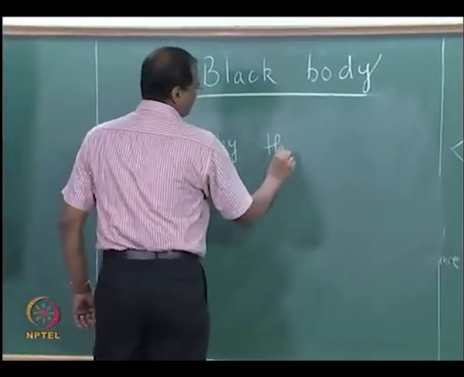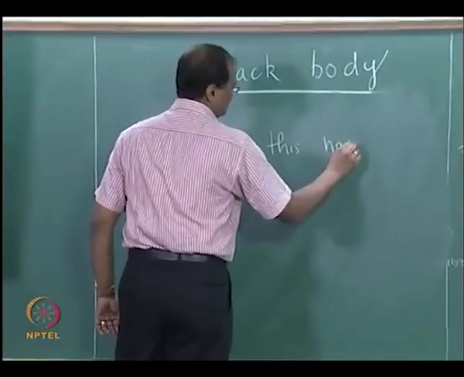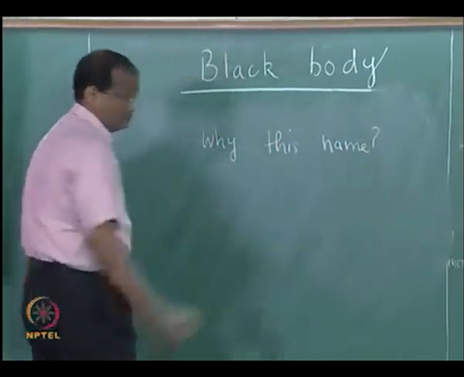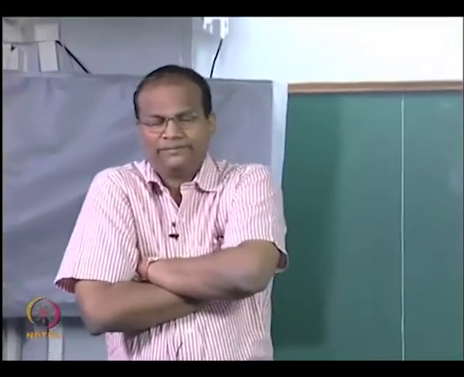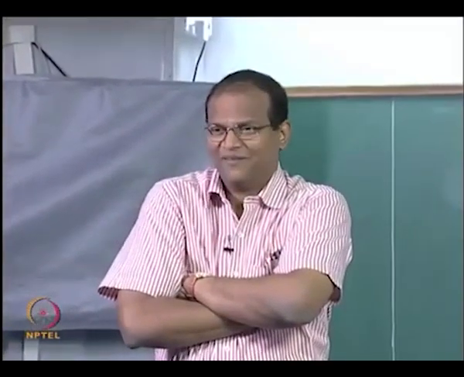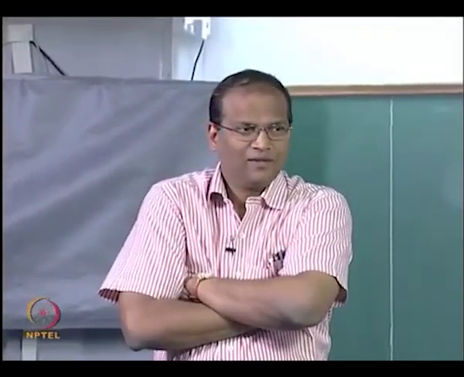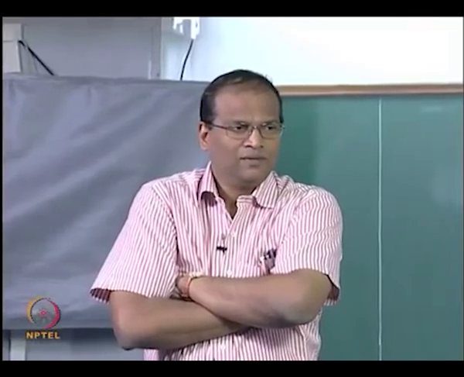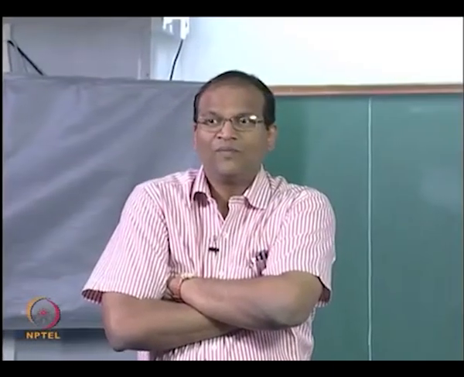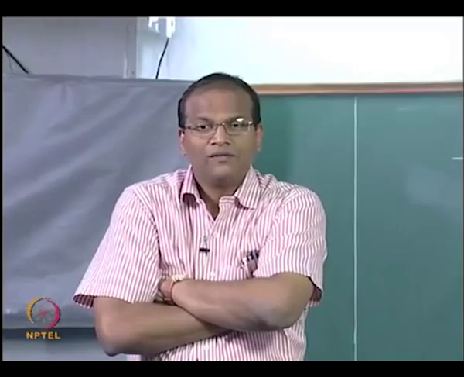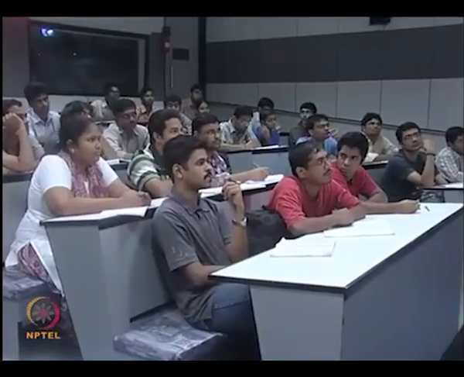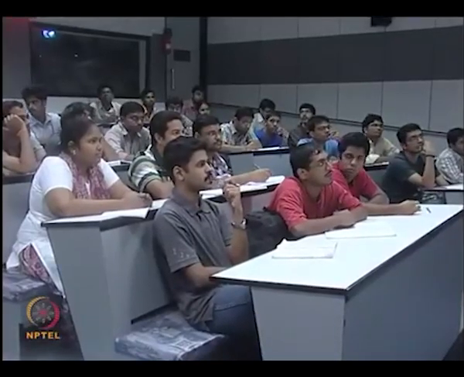Now, why this name? Why can't we call it a white body? Black is after all a bad color. Therefore, all radiation is absorbed. If no wavelength is reflected from it, how can you see it? There is no way you can see it, because everything is absorbed.